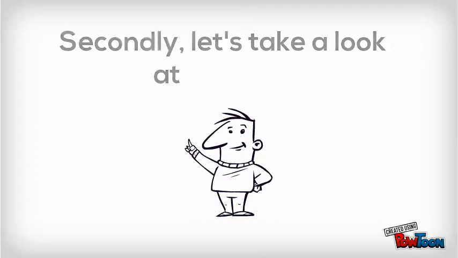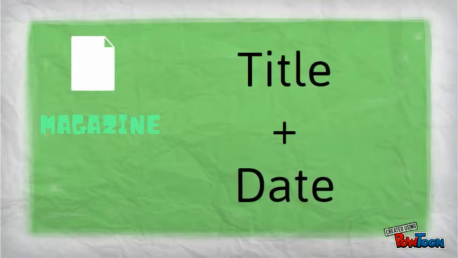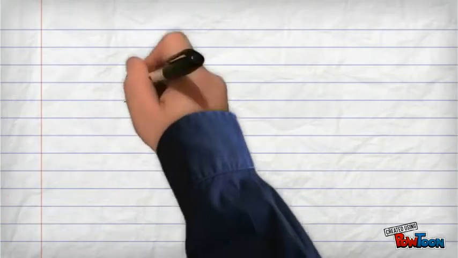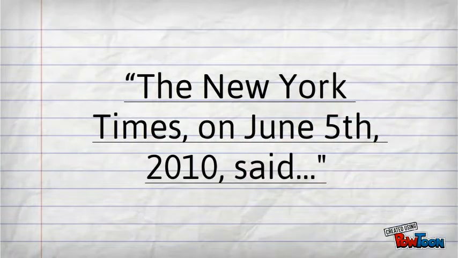Now, we'll take a look at magazines. Magazines are shorter, more recent sets of articles. You need to include the title and date to show if you have new or old information. For example, the New York Times on June 5th, 2010 said, "The citation has all three parts, and we know that we're getting up-to-date data."